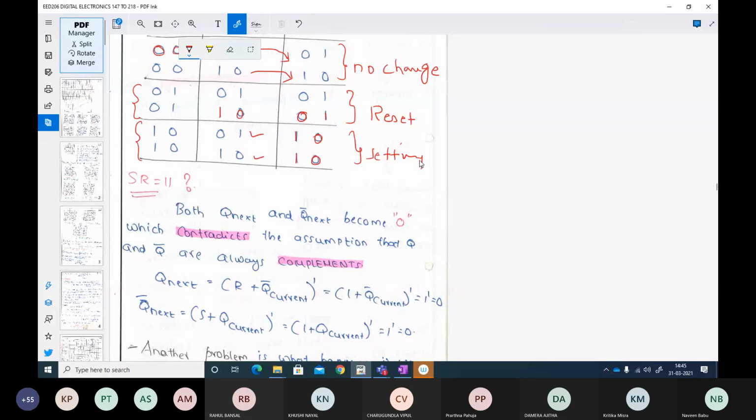We know that in all these cases, if Q is 0, your Q bar will be 1. If your Q is 1, your Q bar will be 0. In all these cases, you can see here 0, 1, 1, 0, 0, 1, 1, 0, 0, 1. So this is how your output will be contradictory.